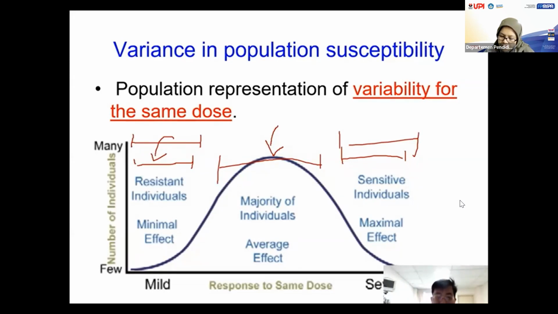If you look at a recent example, one recent example is the introduction of the COVID vaccine. You heard a lot of people complaining that when they took a certain COVID vaccine, they had certain effects on their body, like rashes and so on.